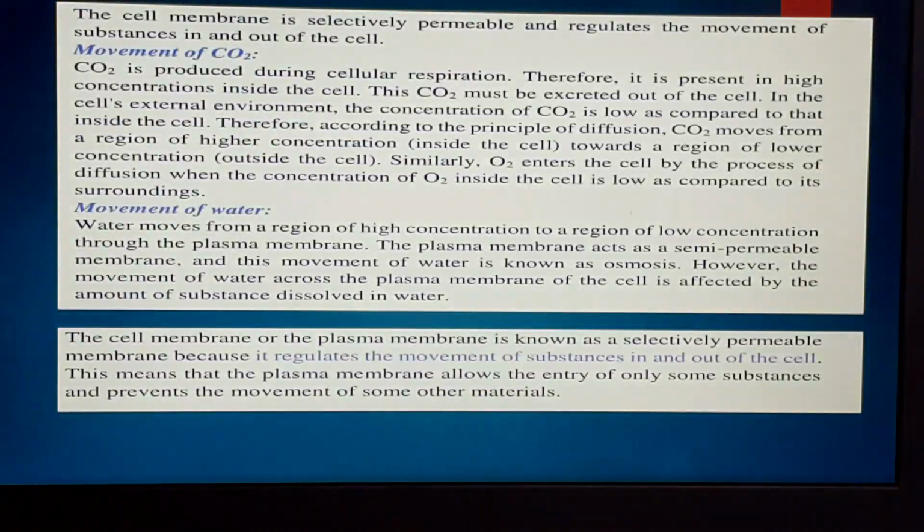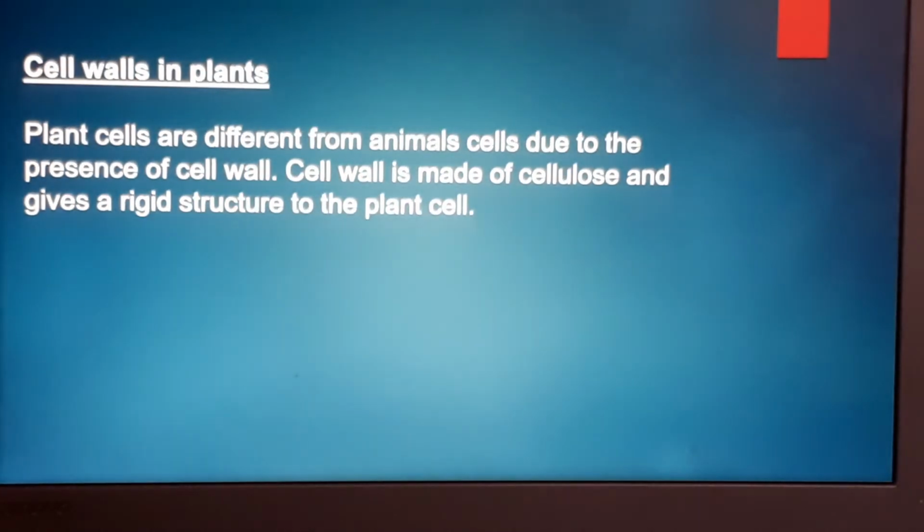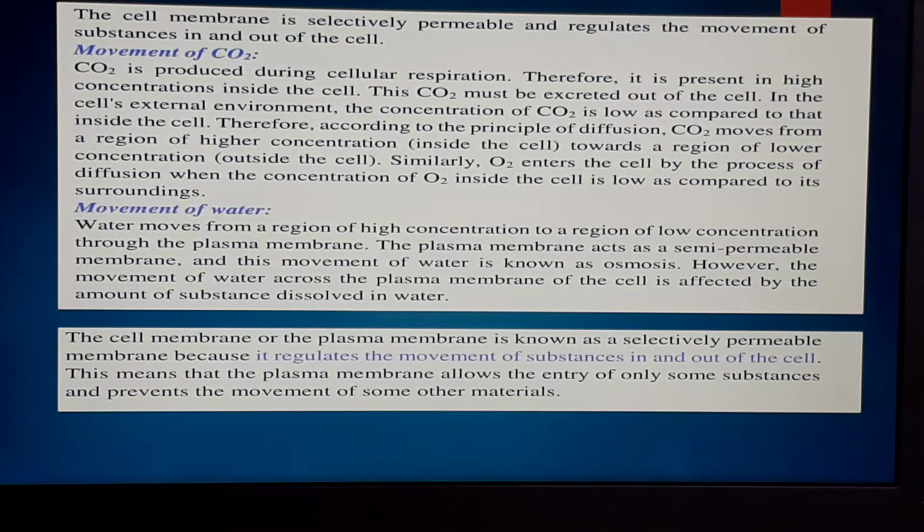See here, diffusion is the process. The movement of molecules from a region of their high concentration to a region of their lower concentration is known as diffusion. In general, diffusion takes place only in gaseous molecules. Gaseous molecules go through by the diffusion technique.